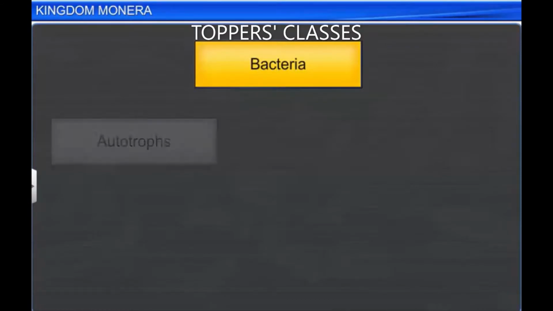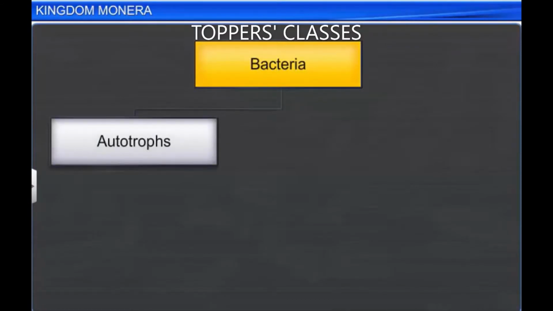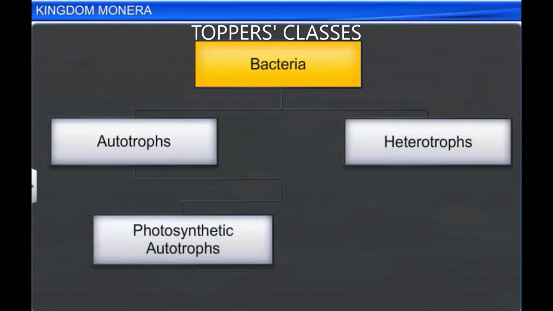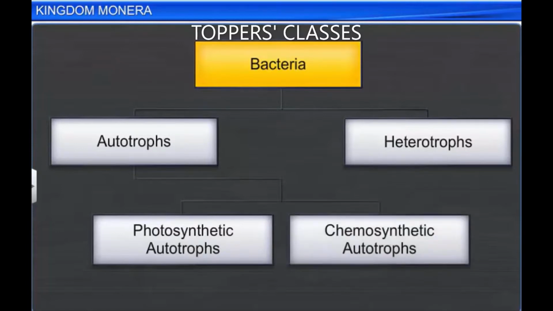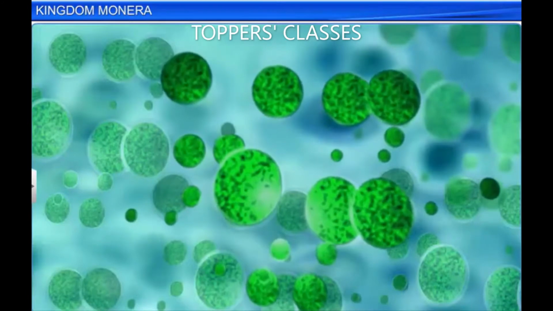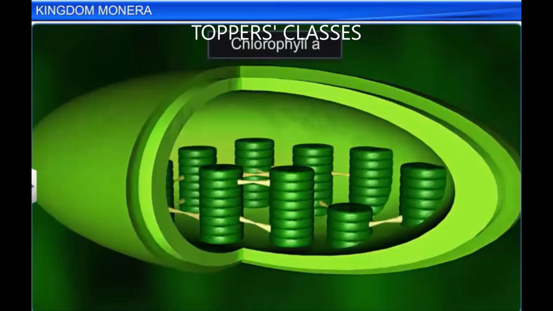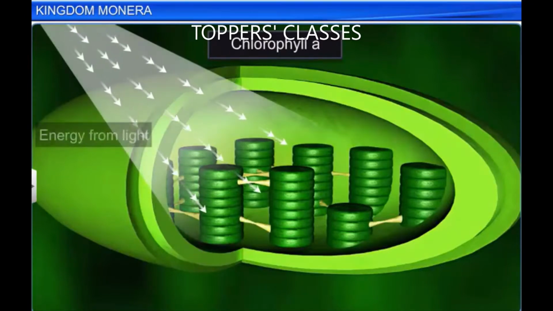Bacteria can be divided into autotrophs as well as heterotrophs. Autotrophs can be further classified into photosynthetic autotrophs and chemosynthetic autotrophs. Like plants, cyanobacteria have chlorophyll a, and they are, like them, photosynthetic autotrophs. That is, they synthesize their food by using light energy.